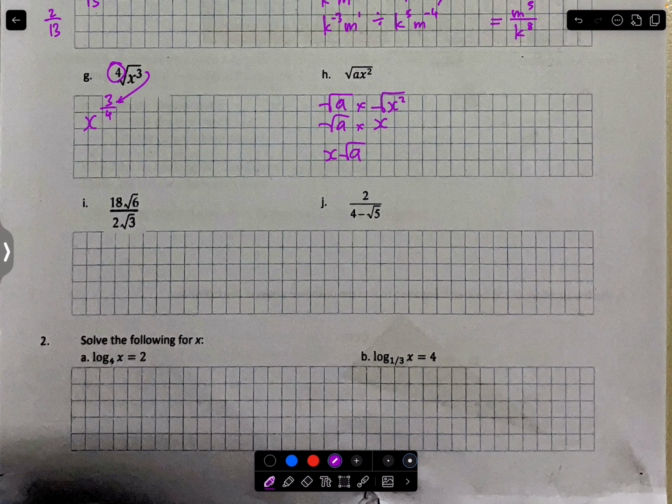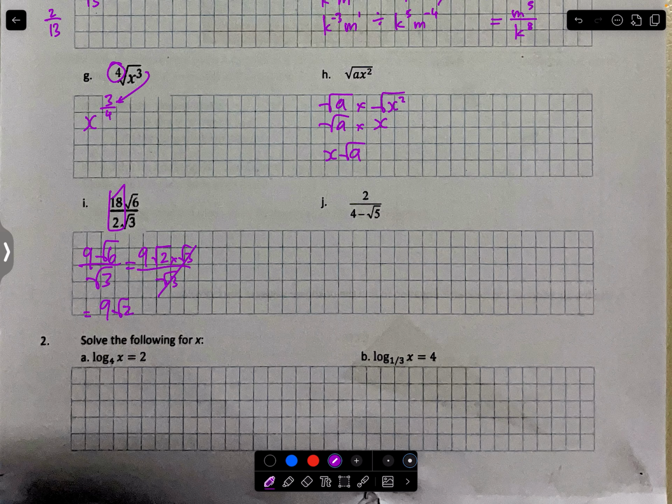I get the impression that there's a certain way that you're expected to do this, but I'm going to do it my way. 18 divided by 2 is 9, and then the root 6 over root 3 remains the same. That's equivalent to 9 times root 2 times root 3 over root 3. The root 3s cancel, so it's 9 root 2.